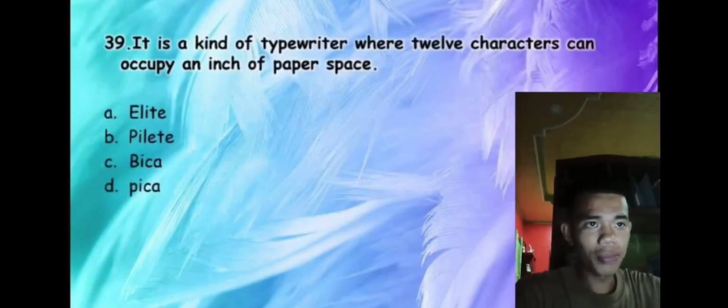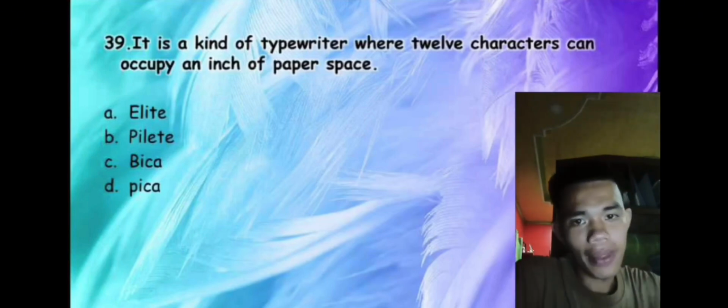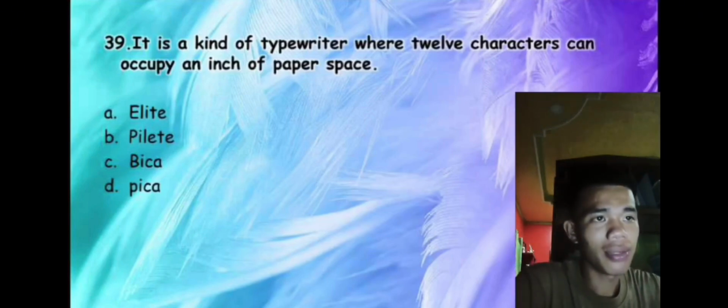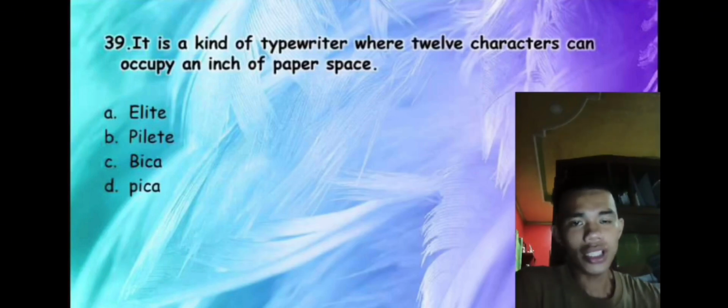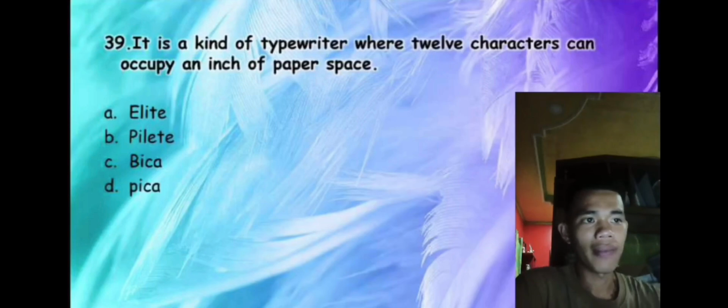39. It is a kind of typewriter where 12 characters can occupy an inch of paper space. Ang keyword kay 12 characters can occupy an inch of paper space. Ang choices kay A, elite, B, Philip, C, Becca, D, Pica. Ang tamang answer kay A, elite. Elite typewriters use a font size where 12 characters can fit in 1 inch of paper space, which is smaller than standard type. Ang typically 10 characters per inch.